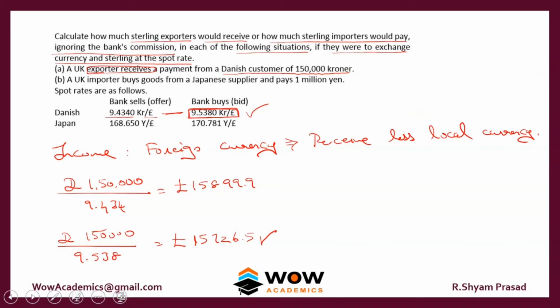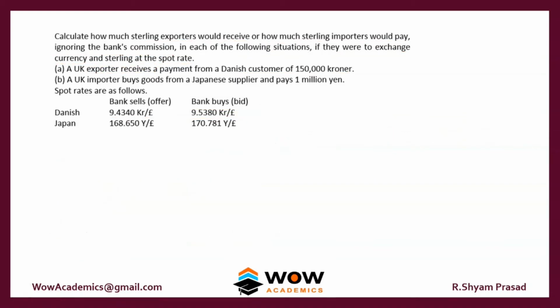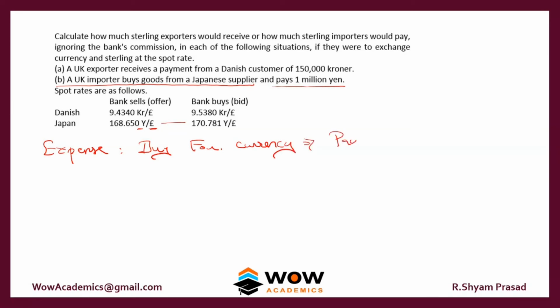So we'll move on to the next one, B. A UK importer buys goods from a Japanese supplier and pays 1 million yen. This is the parity between the yen and the pound. The yen is higher and the pound is lower. The pound number is always a lower number when compared to the yen, so we have to divide. This is an expense. Hence we have to buy foreign currency, and to buy the foreign currency we have to pay more local currency.